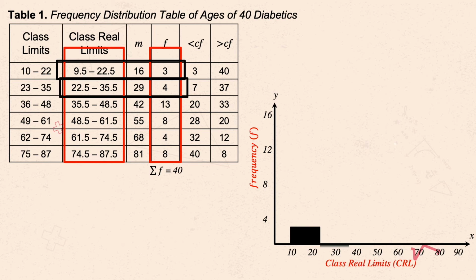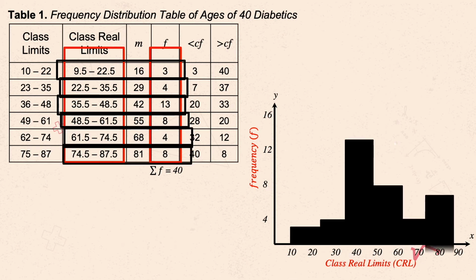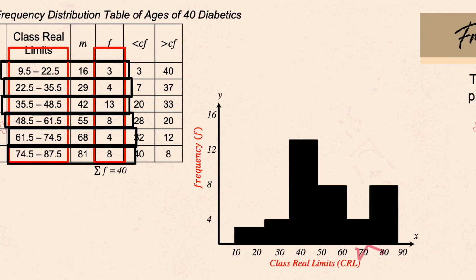Next, the second class, we have 22.5 to 35.5 with a frequency of 4. Representing its vertical bar, it will be like this. Continuing this with other classes, the graph would be like this. Don't forget to label the figure by having it as Figure 1. It should start with the type of the figure. In this case, it will be this. Figure 1, histogram of ages of 40 diabetics. So that's how you do histogram in statistics.